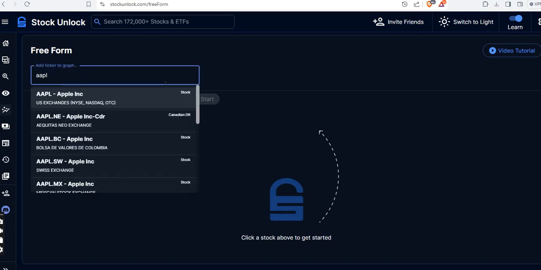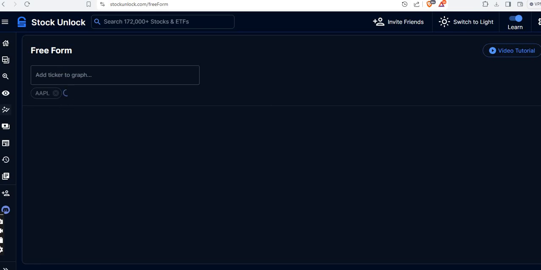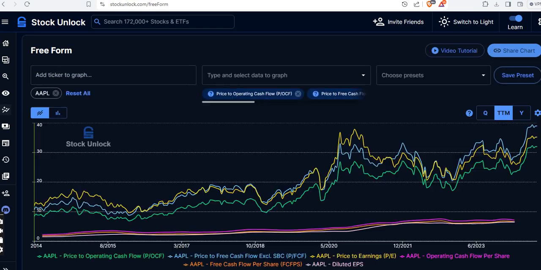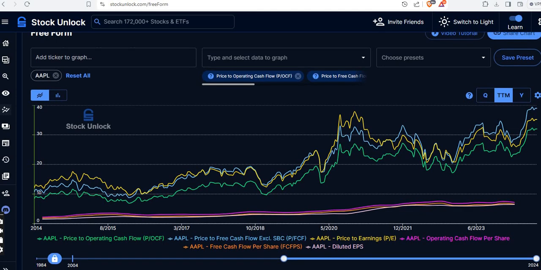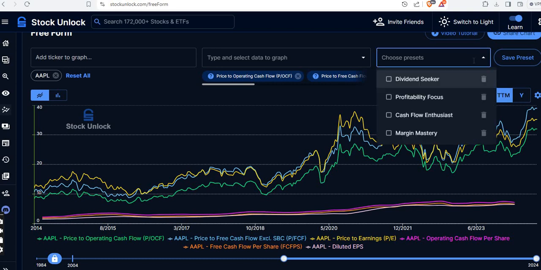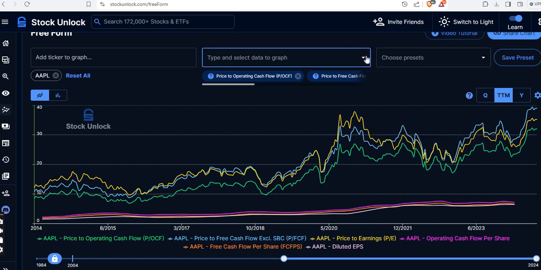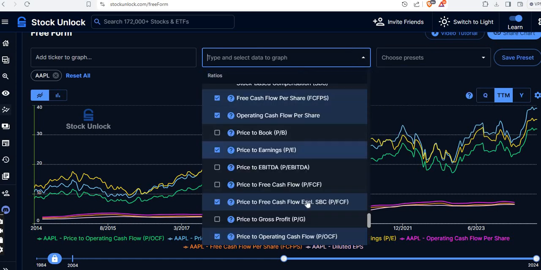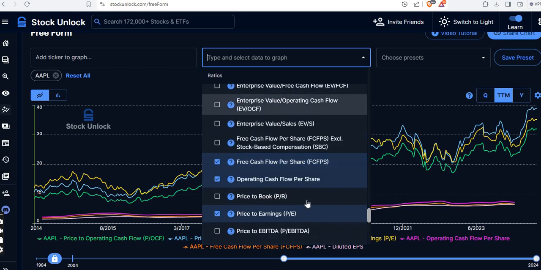Go to the freeform tool here and say, okay, well, this will show you a little bit more in depth the historical free cash flow, operating cash flow, valuations. You can add revenue. You can add numerous things here. Basically, to do that, you're just going to go into this. Actually, no, you're going to go into this one. You can type it, or you can just search for it and adjust as needed.